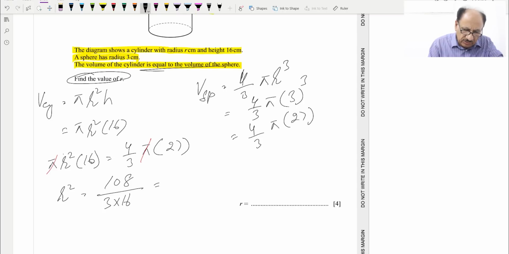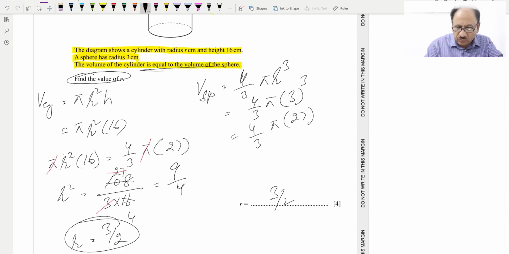So further we can cancel. 4 4s are 16, 4 2s are 8, and 4 7s are 28. So 9 by, we can further cancel, 3 1s are 3, 3 9s are 27. So it will be 9 by 4, and r square is 9 by 4. So r will be equal to root of 9 by 4, which is 3 by 2. So the answer will be 3 by 2, and this is for 4 marks.